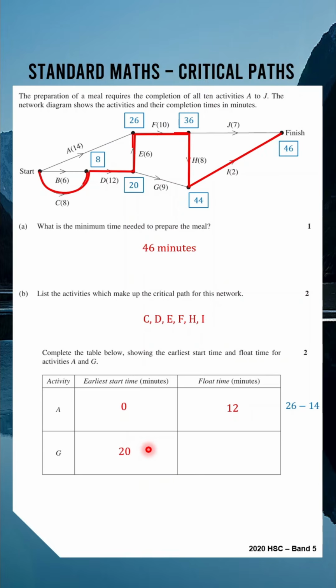And now looking at the float time, G has a duration of 9 minutes, and the critical path around G is taking 6, 16, 24 minutes in total. So 24 minutes to get around here. G only takes 9 minutes, which means that G has 15 minutes spare, because that's the difference between 9 and 24. So that's the quickest and easiest way to find your early start times and your float times.